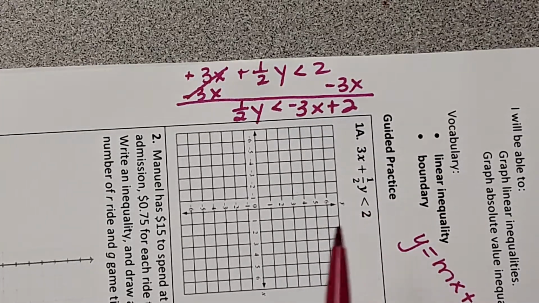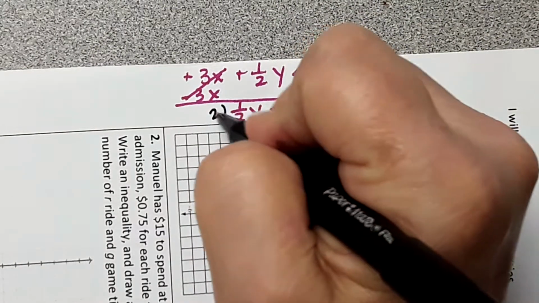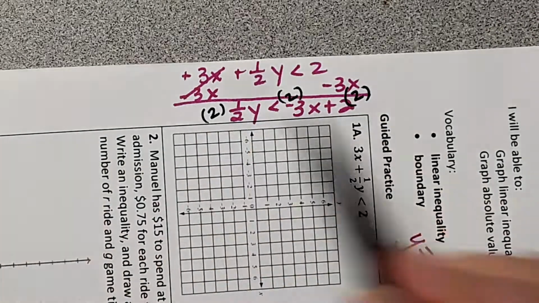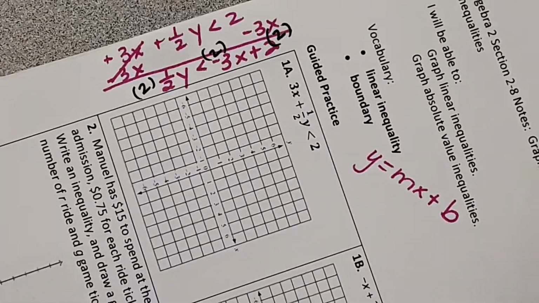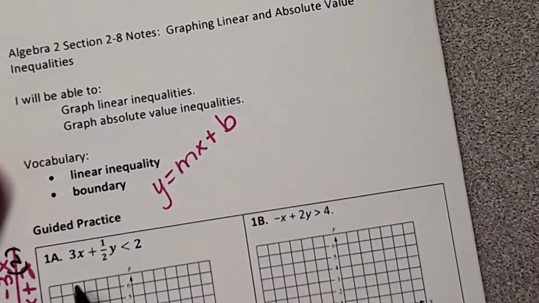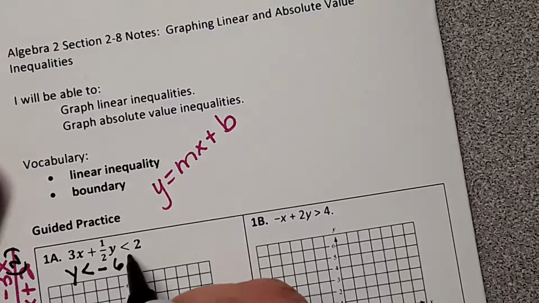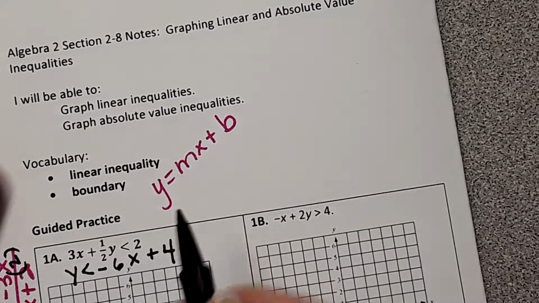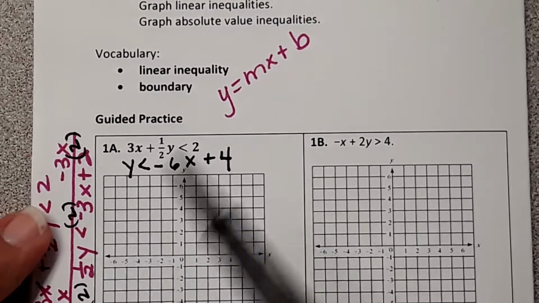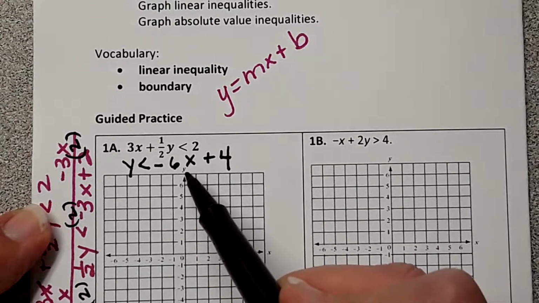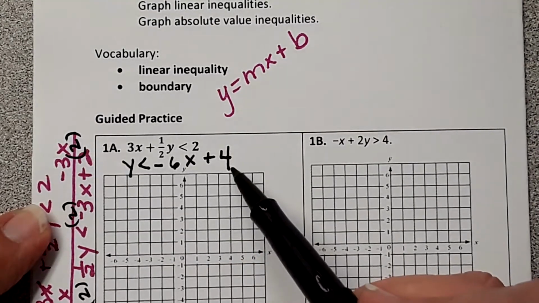Multiply by its reciprocal. Not just one, you have to multiply the entire thing by 2. So I'm multiplying everything in the equation by 2. I'm flipping my paper over now. Okay, so that means I'm going to have y is less than negative 6x plus 4. So I multiplied everything by 2. So 1/2 times 2 is y. 2 times negative 3 is negative 6. 2 times 2 is 4.